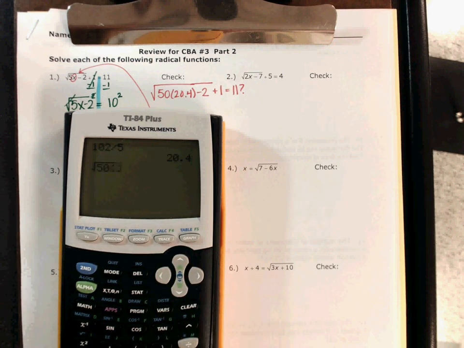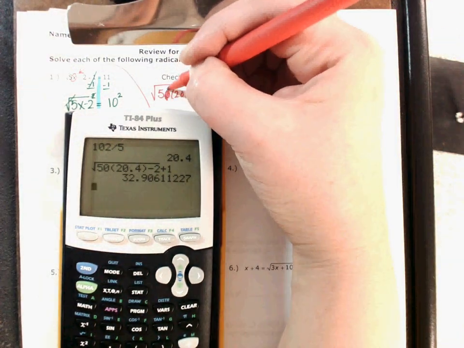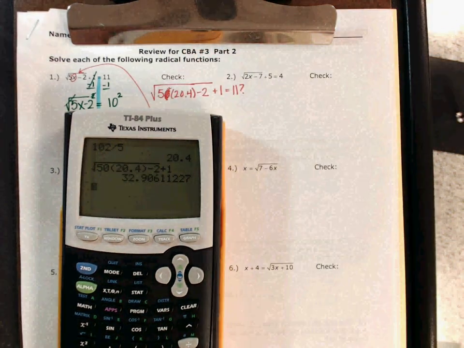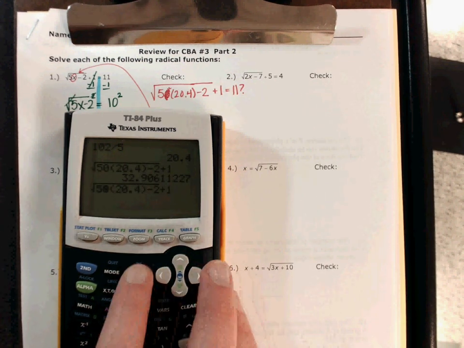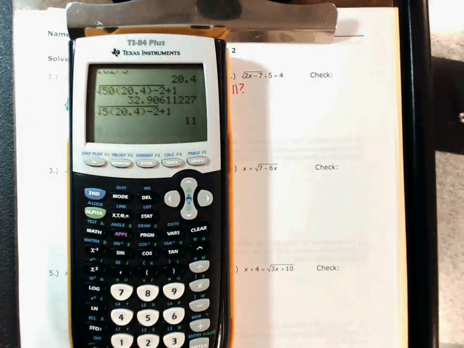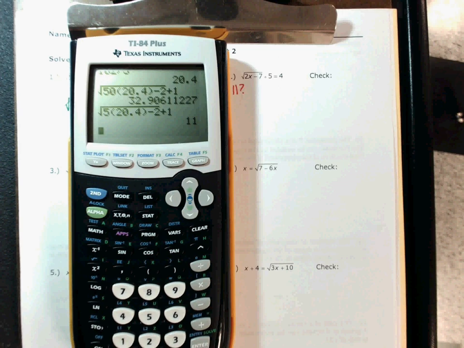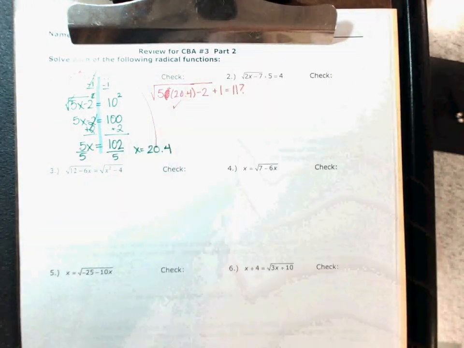So 50 parentheses 20.4 minus 2 outside plus 1. Did I type that in right? Oh, it should have been a 5, not a 50. Y'all fix that, sorry. Okay, there we go. And then do you see it really comes out to be 11? So that means that it is a true solution, not an extraneous solution. Okay? So put a check.